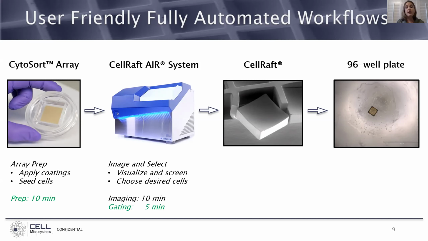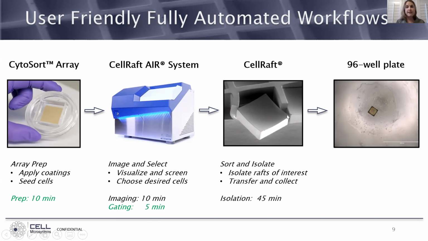If your workflow is done for the day, you can put the array back in the incubator and continue to culture the cells as normal. Or if you're ready to isolate, you can choose your desired cells, set your parameters in the software, perform gating, and proceed to CellRaft collection. As I said, the imaging is hands-free, about 10 minutes, and the hands-on time of your analysis and gating can take as little as 5 minutes.